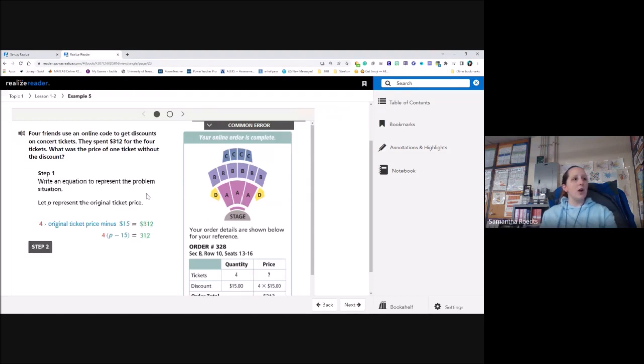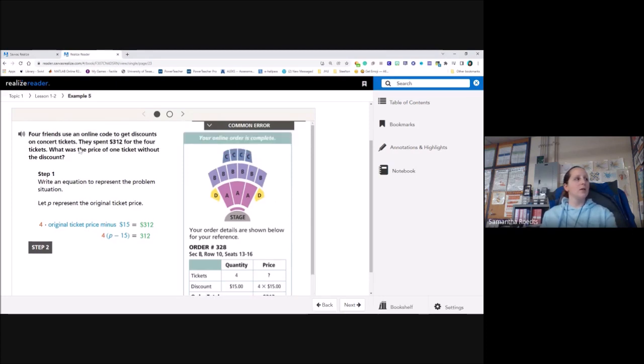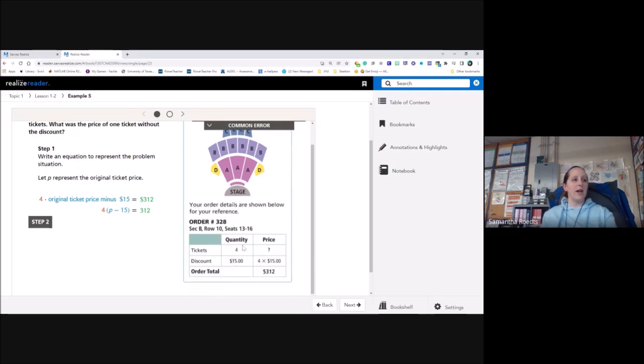Okay. So the first thing that we want to do is write an equation to represent the problem. Let P represent the original ticket price. Okay, and actually it tells us the discount over here. So 4 tickets, they have a discount of 15. So the price is what we're missing. So I get 4 times P minus 15 equals 312.